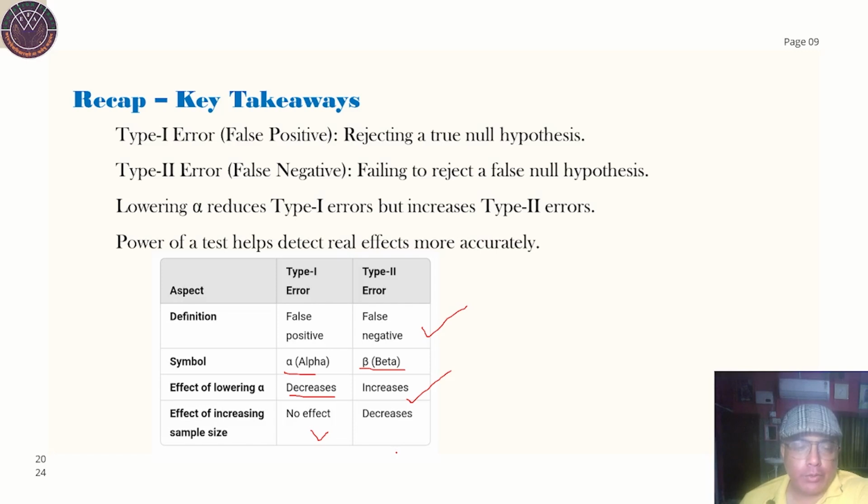Effect of increasing sample size: there is no effect on type 1 error, but there is always a decrease in type 2 error. So because it decreases type 2 error, you should always try to increase the sample size. That's why every time you try to have a good sample, so that whenever some effect or relationship is there, you will be able to identify it.